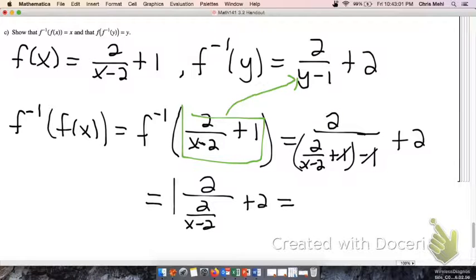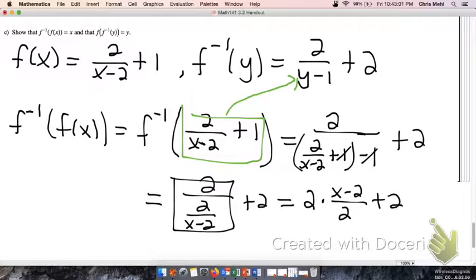Dividing by a fraction is the same as multiplying by the reciprocal. So instead of dividing by 2 over x minus 2, I can multiply by x minus 2 over 2. Still have to add 2. The 2's will cancel, and you're just left with x. So that verifies the first part.